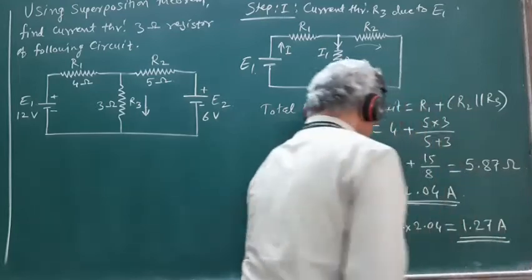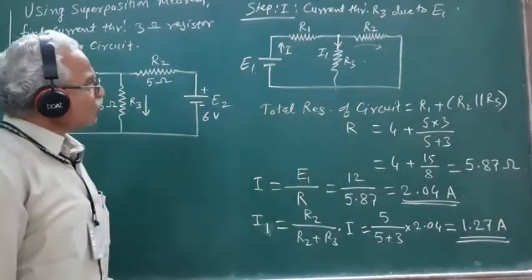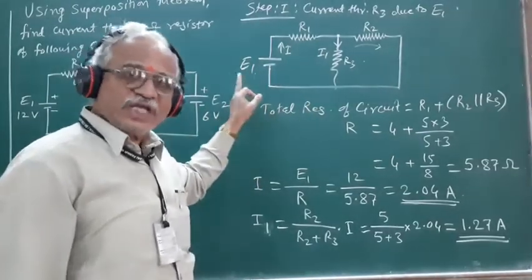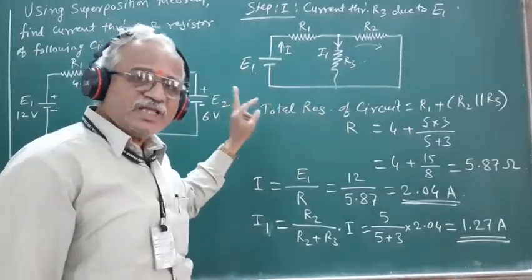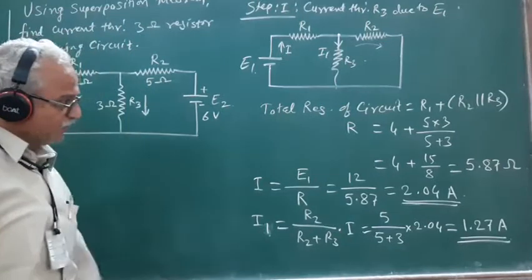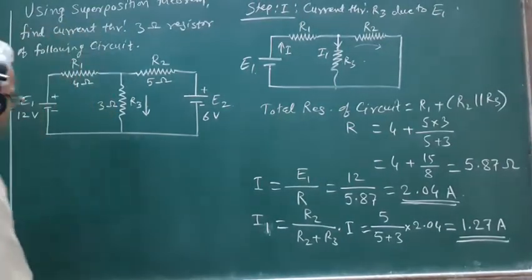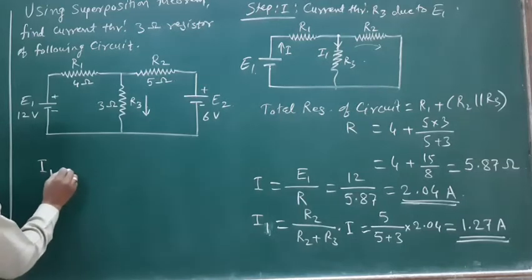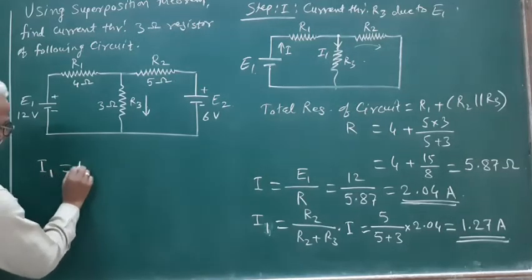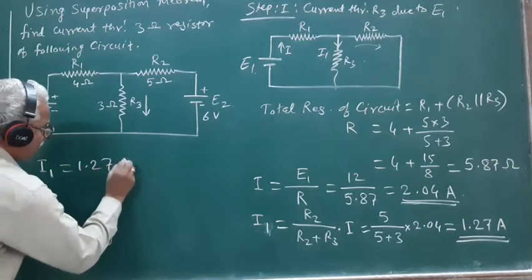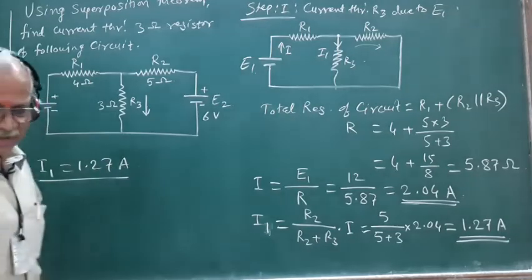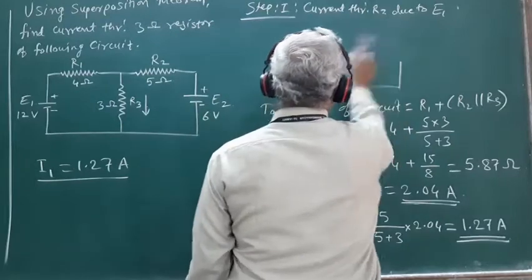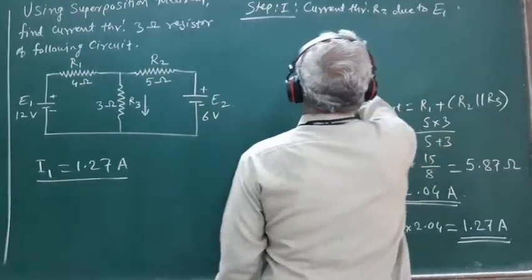So this is the current flowing through the resistance R3 only because of E1, that is in the absence of E2. So this is the current I1 flowing through the resistance R3 due to E1, and this is 1.27 ampere. Now we shall find out the effect due to the source E2.